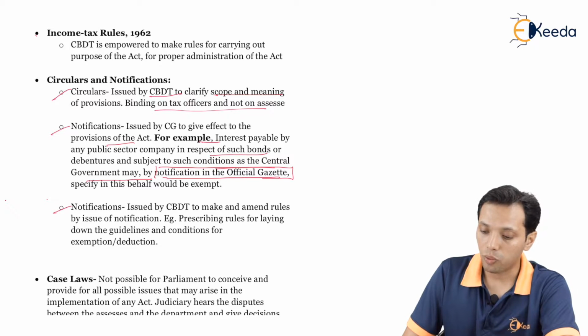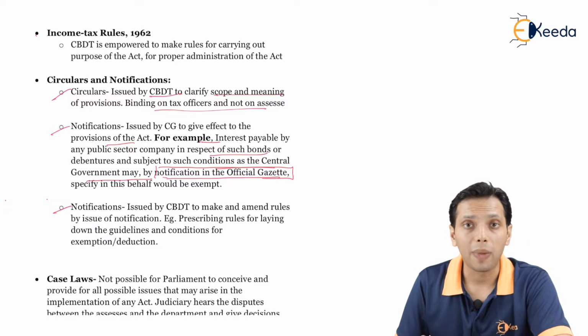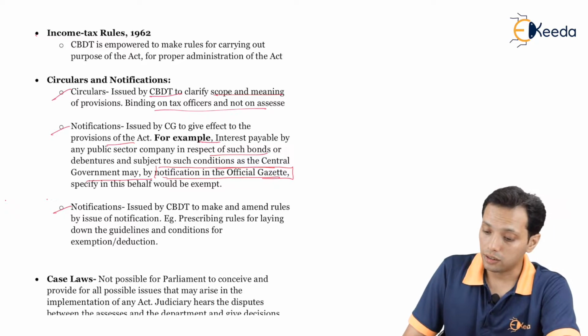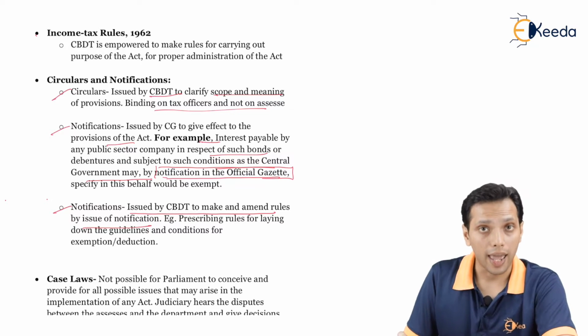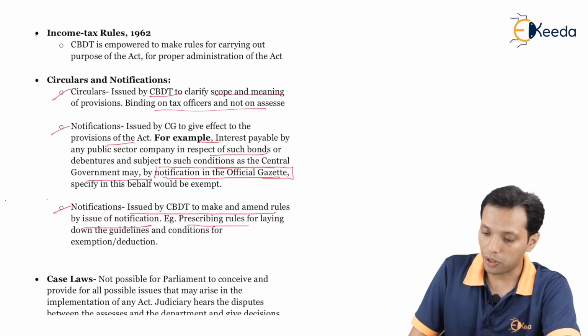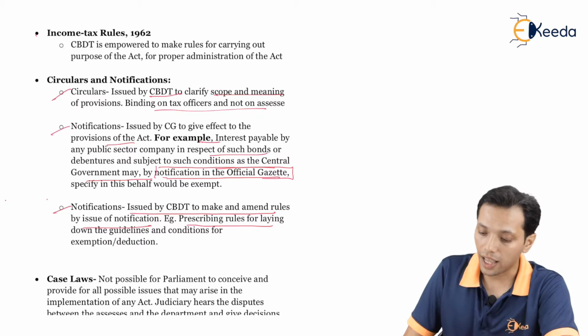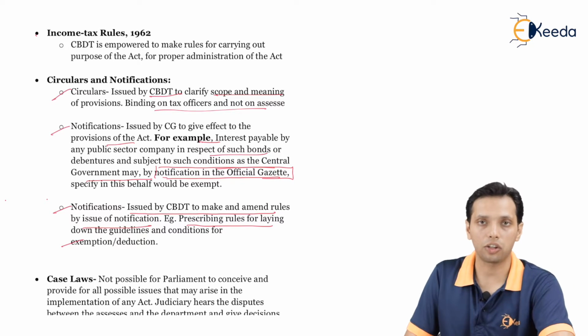Then in this point, notification issued by CBDT. In this case, it is issued by CBDT to make and amend rules by issue of notification. For example, prescribing rules for laying down the guidelines and conditions for exemption and deduction.